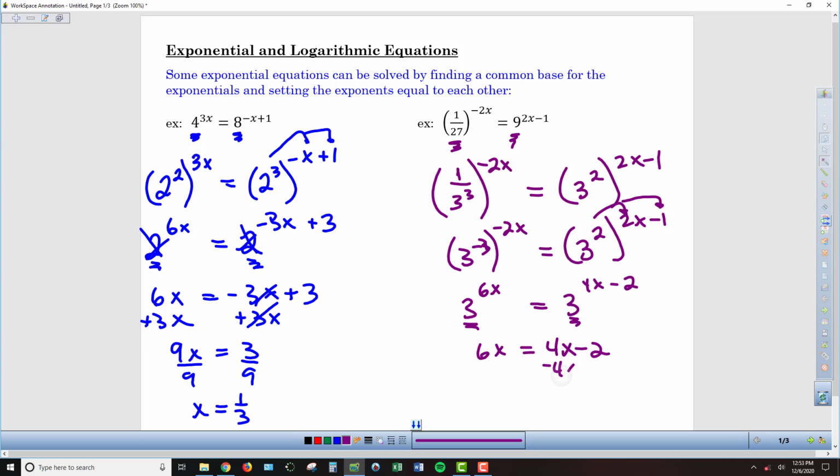And so then if we subtract 4x from both sides, we end up with 2x equals negative 2. So finish off by dividing both sides by 2, and we get x equals negative 1.